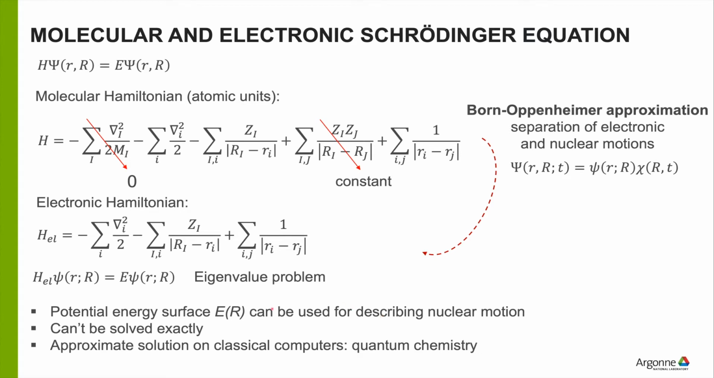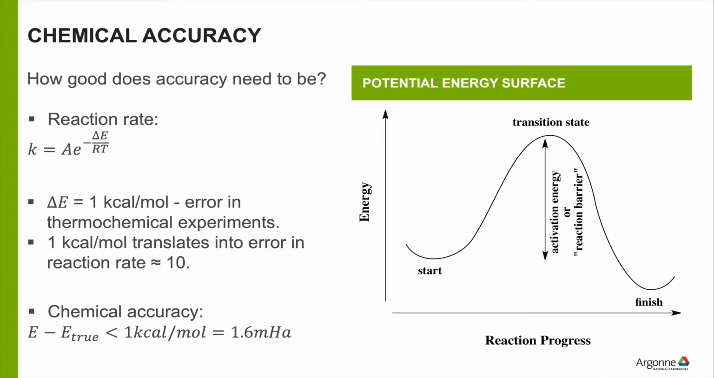And so this equation cannot be solved exactly for anything larger than the hydrogen or hydrogen-like atoms, and we use approximate solutions to do this on classical computers, and that's one of the main problems in quantum chemistry.